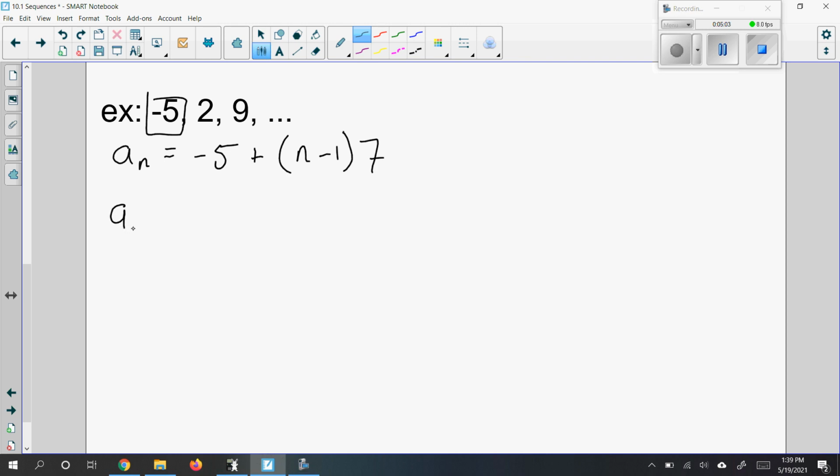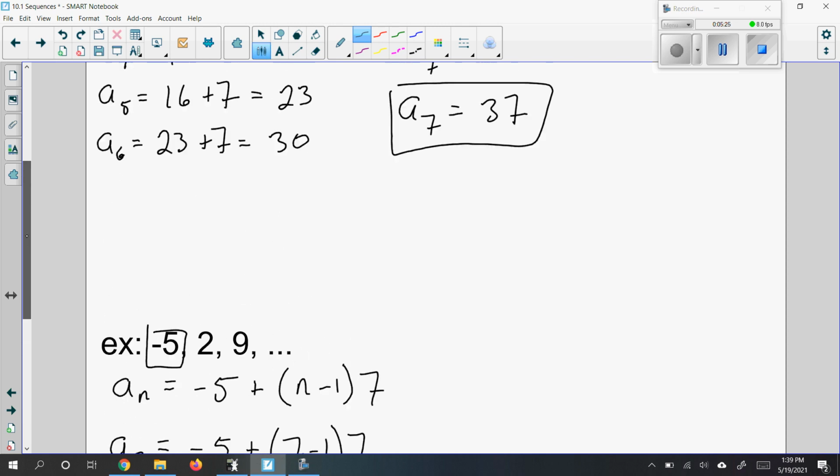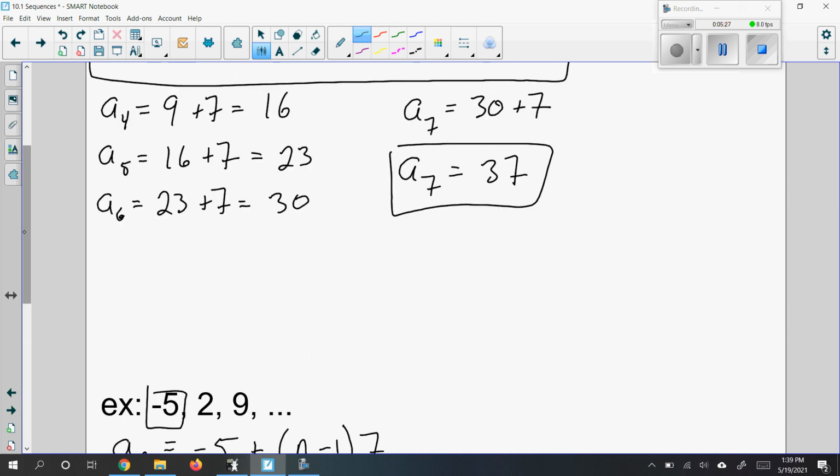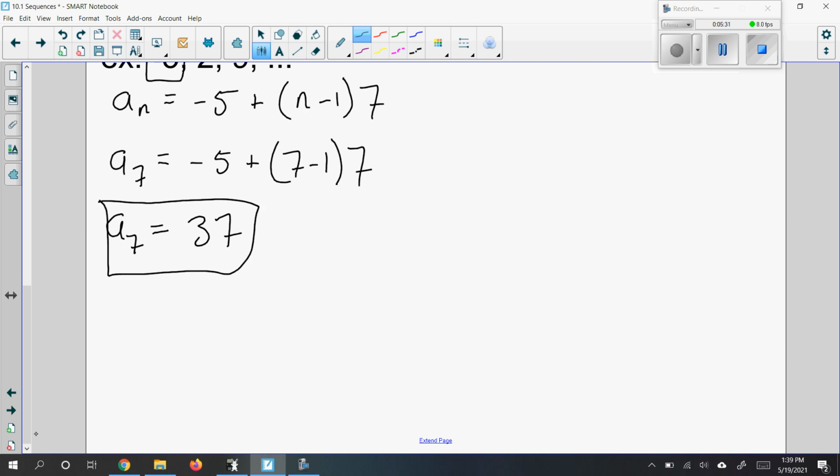Now let's find the 7th term in the sequence. Well, we can just go ahead and plug in n equals 7 into this formula. And we'll find that this is 37. So we got the same answer that we got when we used the recursive formula. The explicit formula is much easier, however.